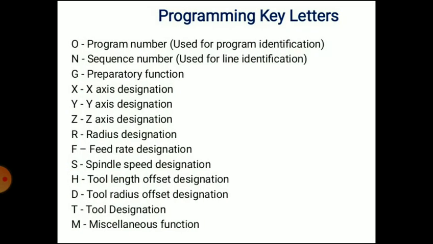So programming key letters: O is a program number used for program identification. N means it is a sequence number used for line identification. G is a preparatory function. X means it is an X axis designation. Y means it is a Y axis designation. Z means it is a Z axis designation. R means radius designation. F means it is a feed rate. S is spindle speed. H is tool length offset designation. D means tool radius offset designation. T means it is a tool designation and M means it is a miscellaneous function. We have already seen this data in the previous slides.